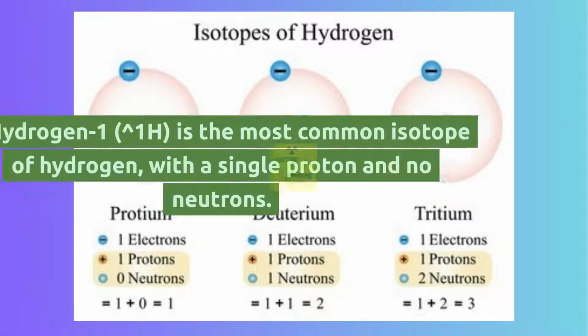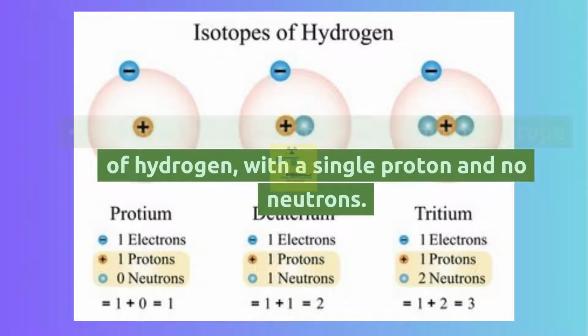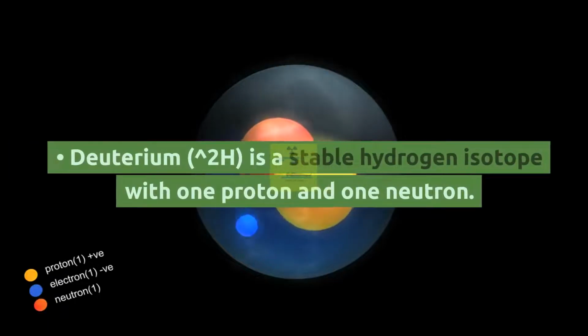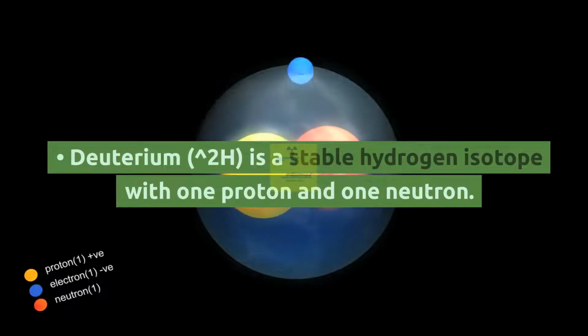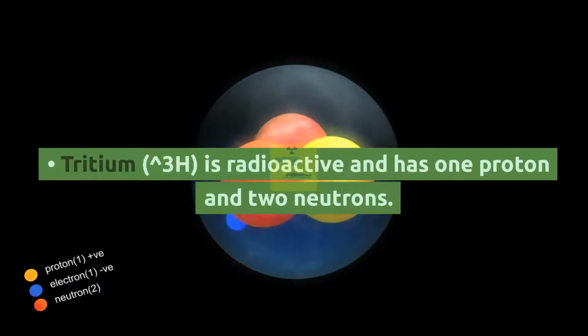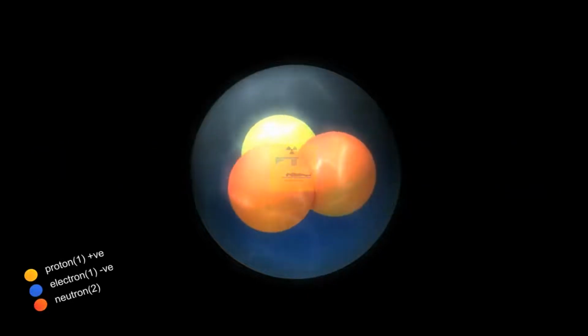Hydrogen. Hydrogen-1, ¹H, is the most common isotope of hydrogen, with a single proton and no neutrons. Deuterium, ²H, is a stable hydrogen isotope with 1 proton and 1 neutron. Tritium, ³H, is radioactive and has 1 proton and 2 neutrons.